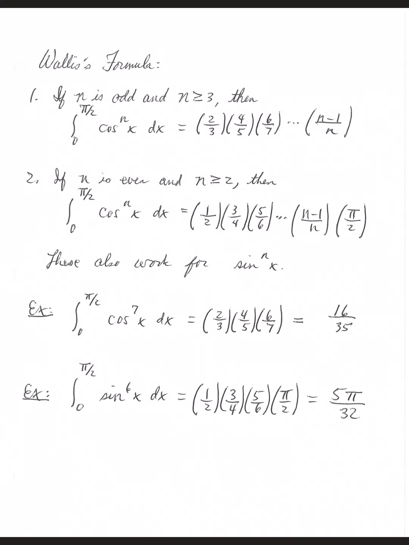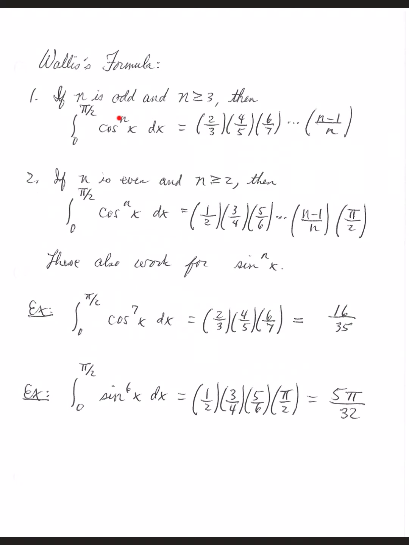Wallace's formula, you will see this come up again in Calculus 3. It doesn't take long to cover it. It's a straightforward calculation. You have two situations, and this is for definite integrals from 0 to pi over 2. It can be for cosine to any positive power or sine to any positive power.